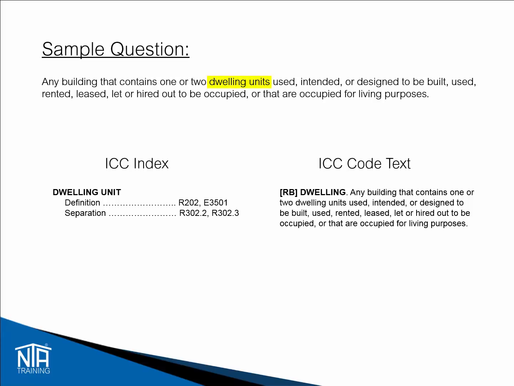By using the keyword dwelling units, you will find the definition for dwelling units is located in R202. In Chapter 2, you will notice a few definitions which have to do with dwelling units. Reread the question to remind yourself of the definition you are looking for. You should recognize the phrase, any building that contains one or two dwelling units, in the definition for dwelling. Any building that contains one or two dwelling units used, intended, or designed to be built, used, rented, leased, let, or hired out to be occupied, or that are occupied for living purposes, is the definition of a dwelling.